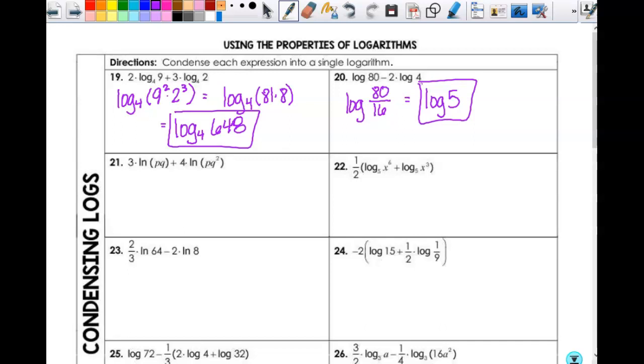Okay, so here, the 3 is going to become an exponent on the p times q. 4 becomes an exponent on the p times q squared. So we're going to have the natural log of p times q to the third power plus p times q squared to the fourth power. Right? Could have skipped that.